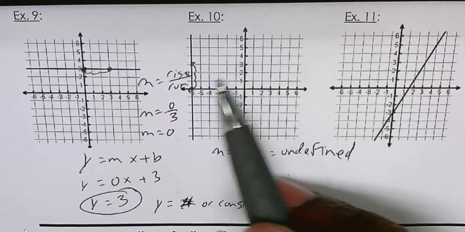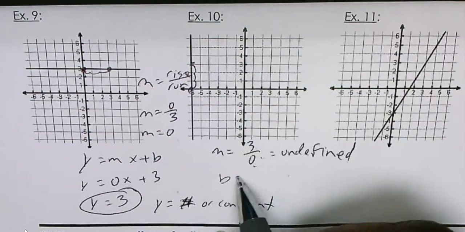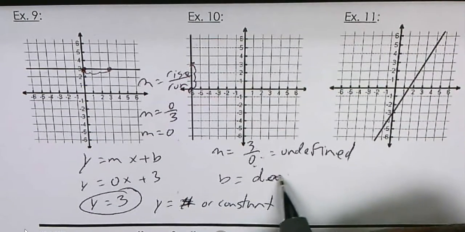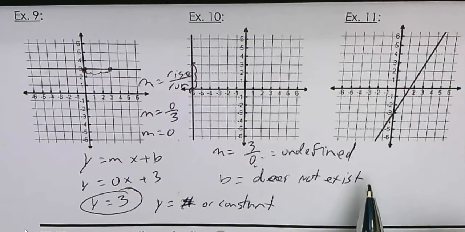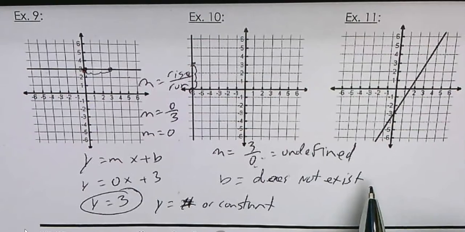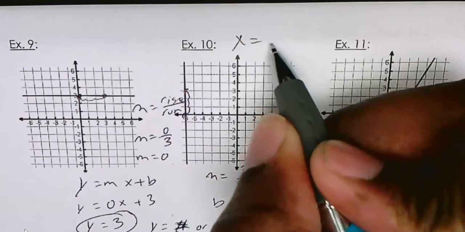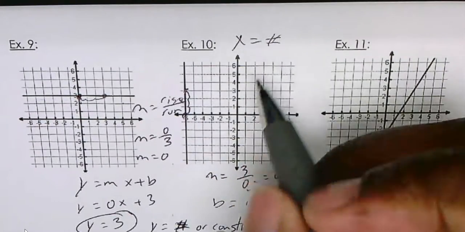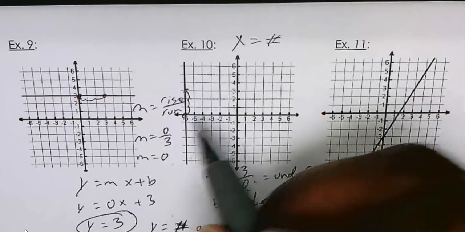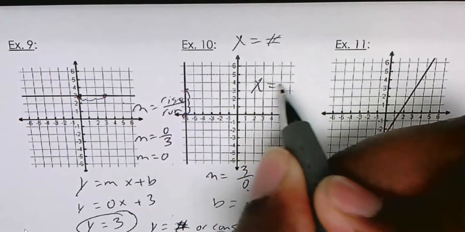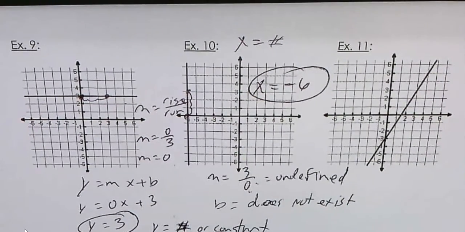Because this slope is undefined, it won't actually have a y-intercept either. So it's an undefined slope, and b does not exist. For that reason, we can't use y equals mx plus b. So in this case, whenever you have a vertical line, it's always x equals some number. And basically x equals the number it crosses on the x-axis. This case is -6. So the equation of this line is x equals -6. Because it's a vertical line through -6.